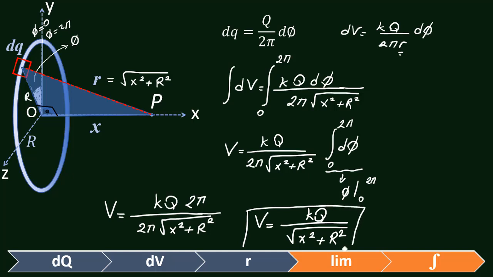As you can see, it depends on distance x, charge Q, and radius of the ring, and as you go closer to the ring, x becomes 0, hence the potential is going to be highest at this point, and the answer will be kQ over R, just like a point charge. So at the center of the ring, our potential is kQ over R.